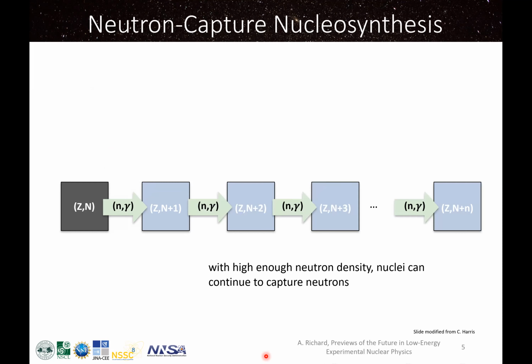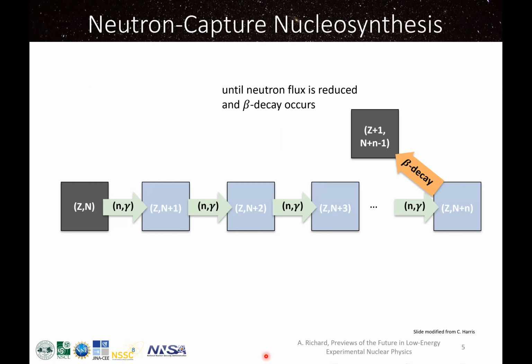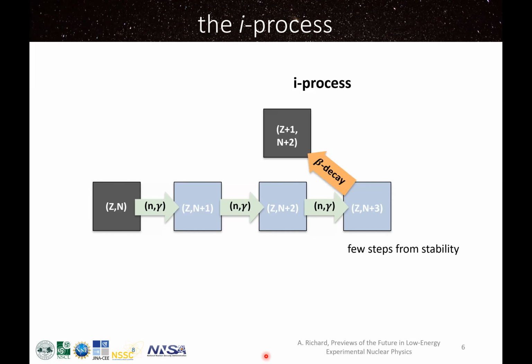If, on the other hand, we're in a very neutron-dense environment, we can capture many, many neutrons before beta decay takes over and there's this flux back towards stability. This is the R process, or the rapid neutron capture process. But today, I'm really going to focus in on the I process that's happening only a few steps from stability.